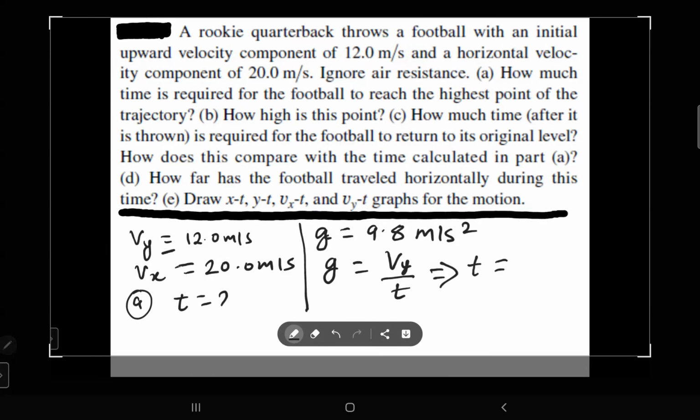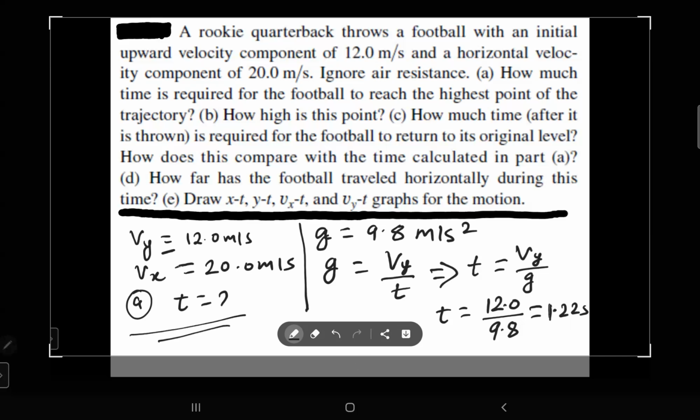That's why t is equal to v divided by g, right? t is equal to v, vertical velocity, 12.0 meter per second, g is 9.8. Let me calculate how much we'll get. 12 divided by 9.8. We should get 1 point something. I'm getting 1.22 second. Okay, so this is A. We get the answer for A.